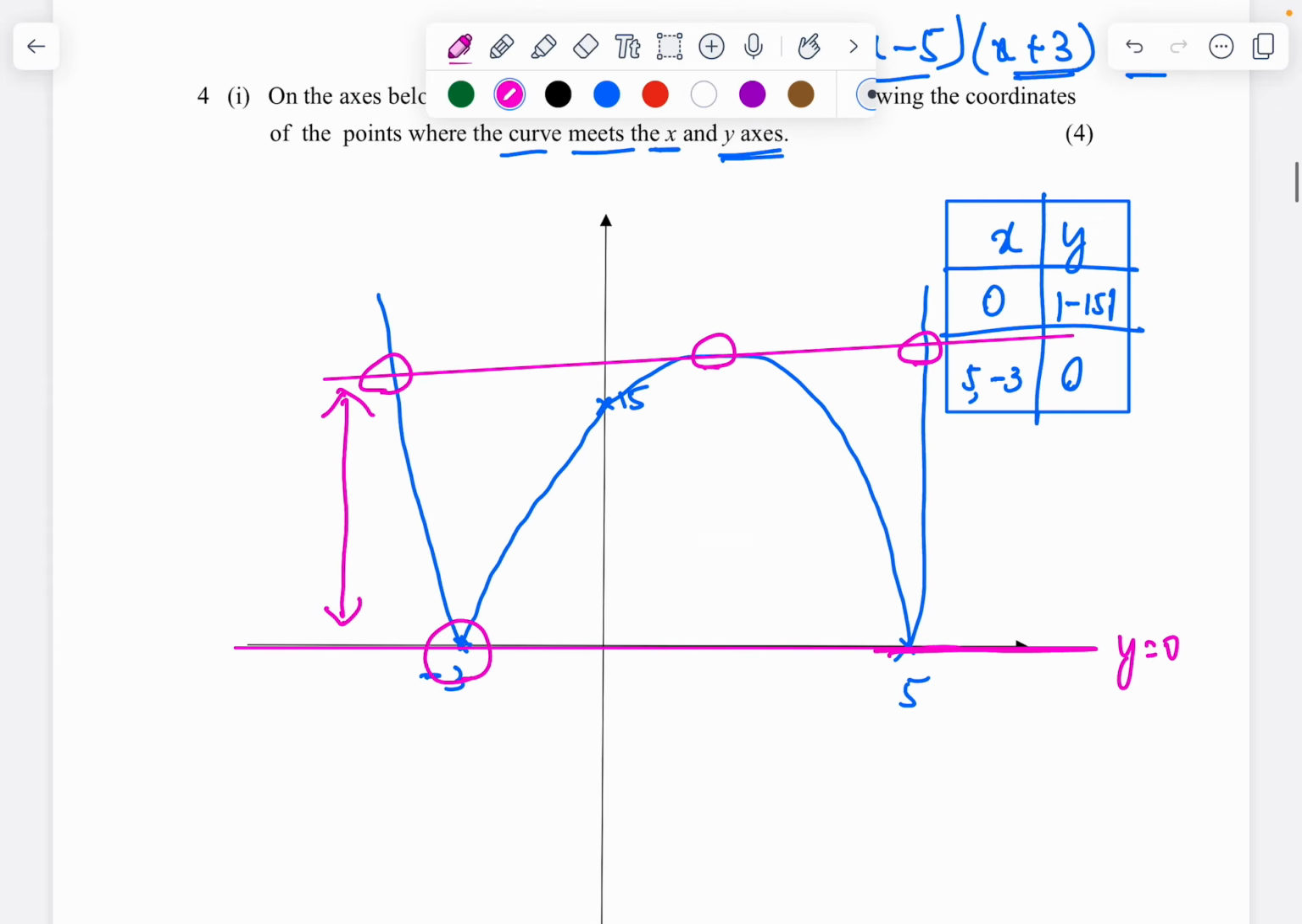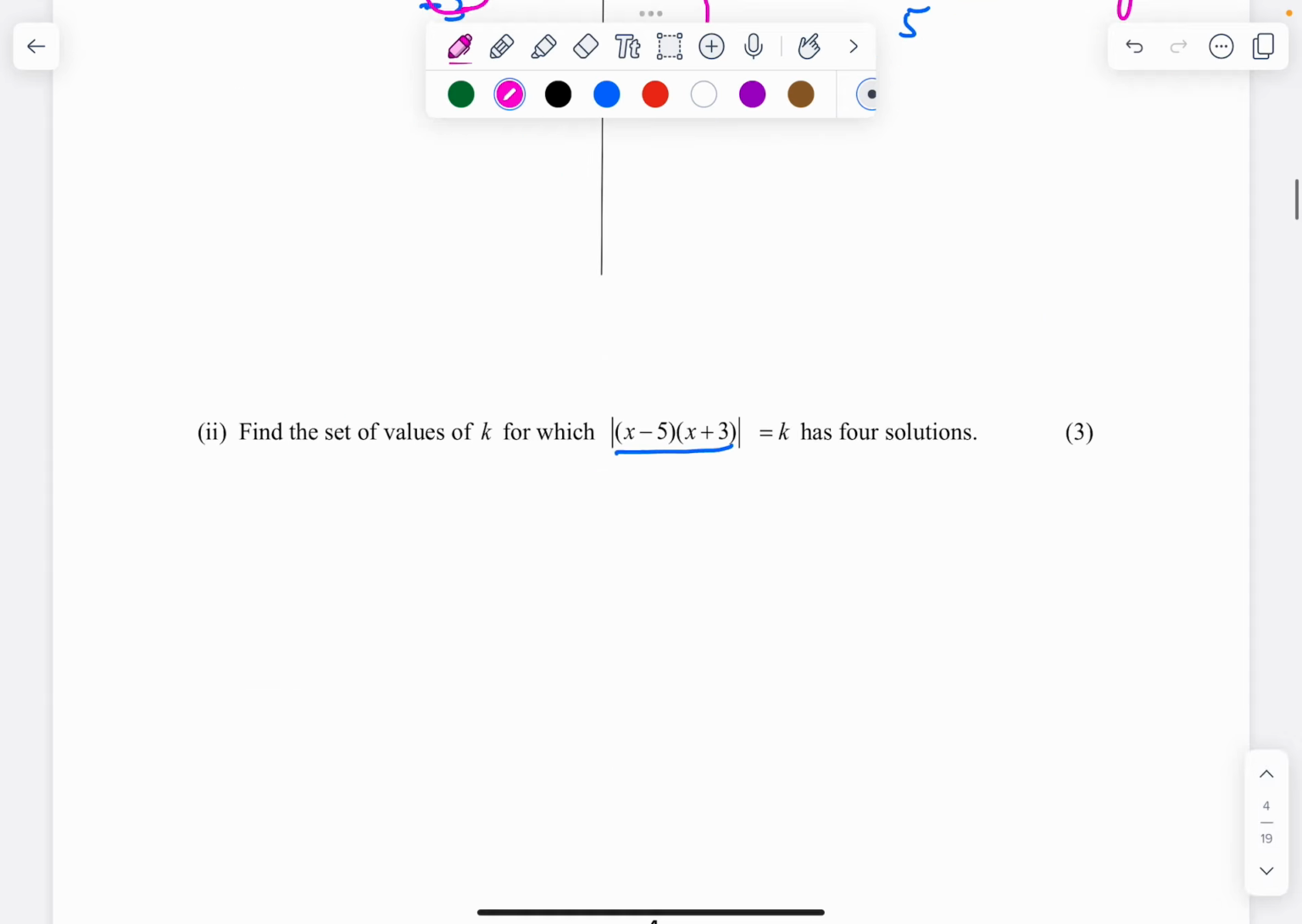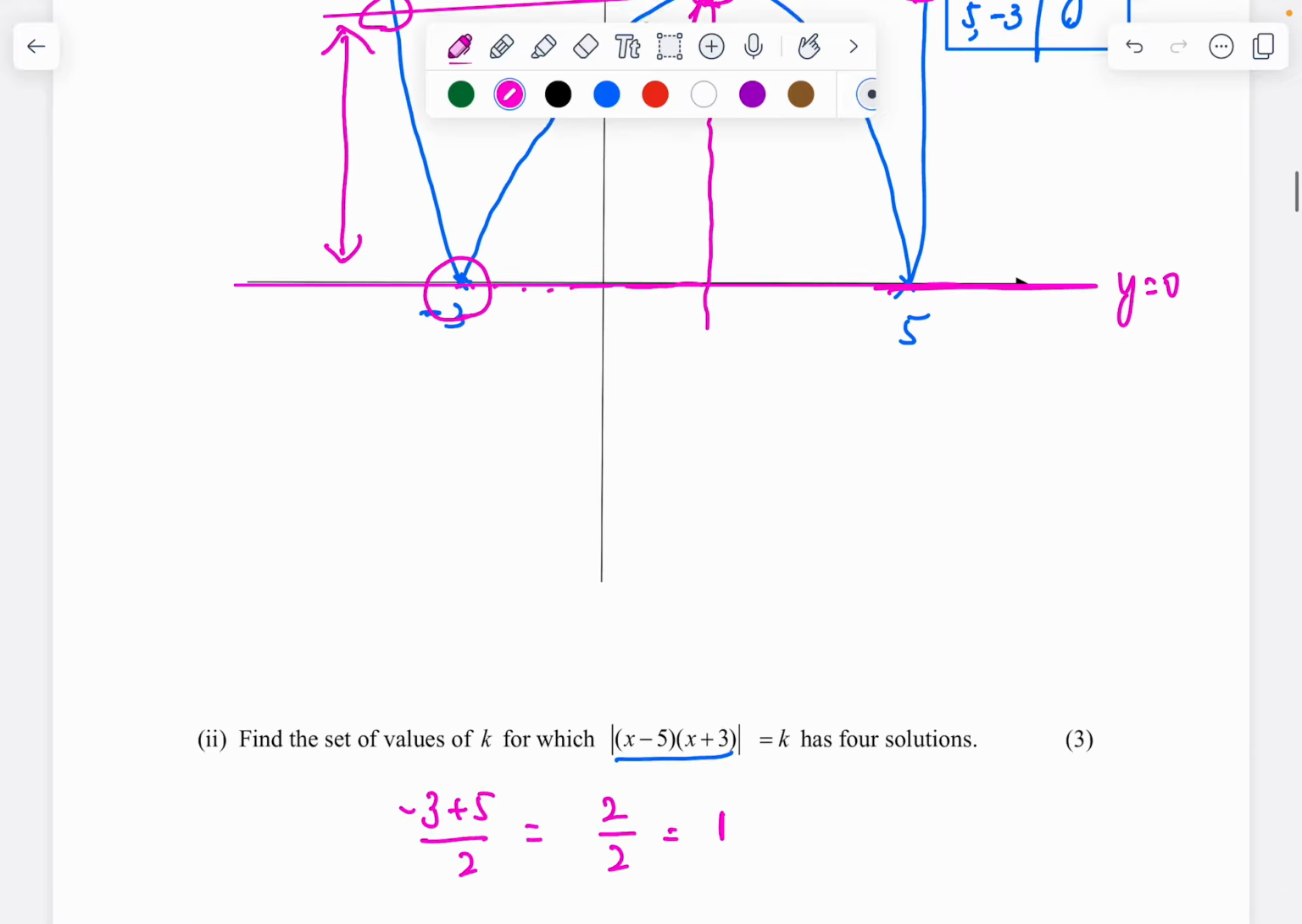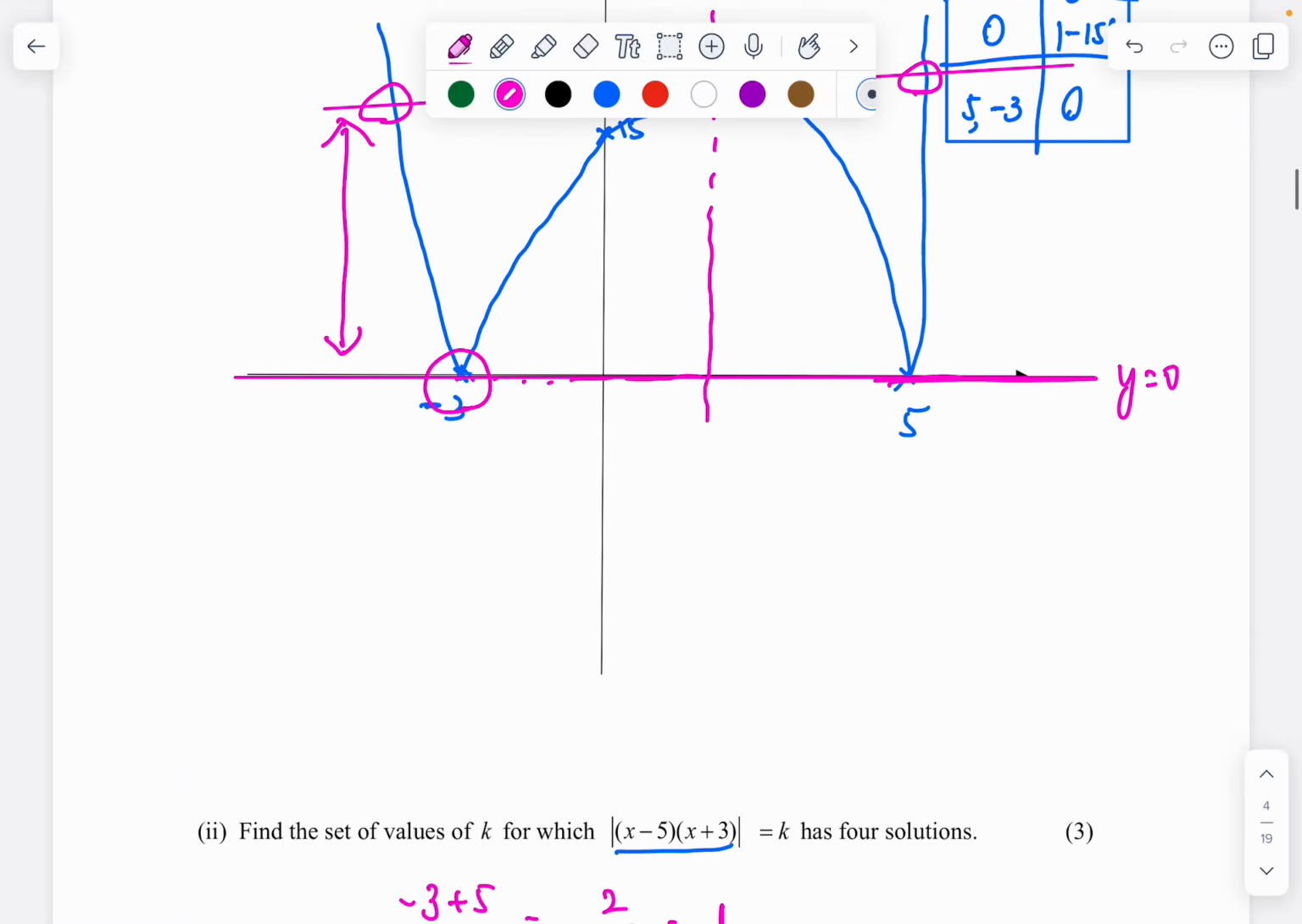Which means I need to find this turning point. What is this turning point? To find the turning point, I can easily find the line of symmetry. How do I find the line of symmetry? I use the formula x1 plus x2 over 2. So negative 3 plus 5 over 2 gives me 2 over 2, which is 1. So this one is x equal to 1, the line of symmetry.